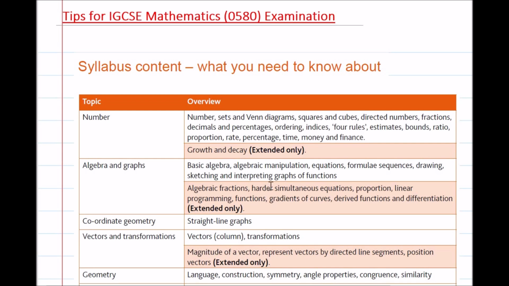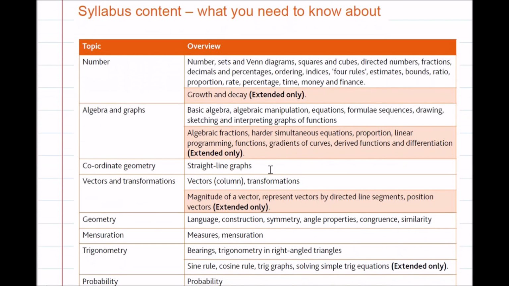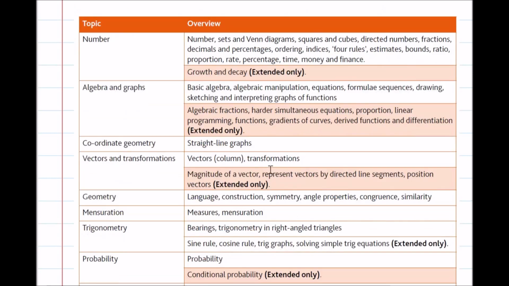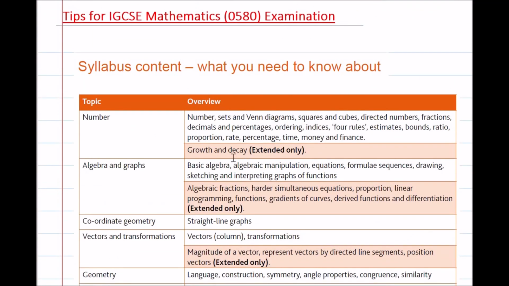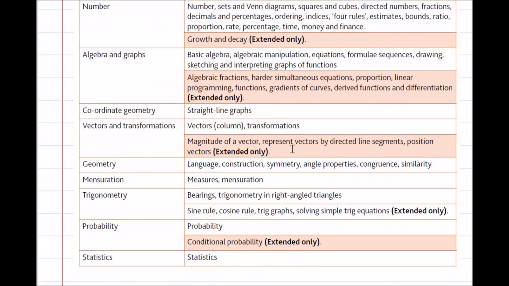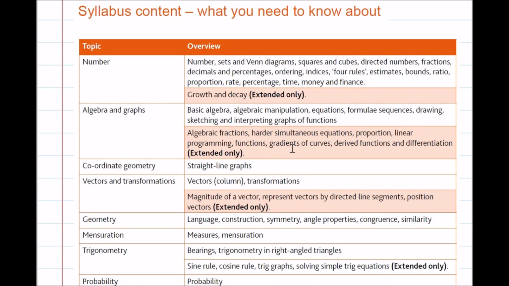The topics which are covered in IGCSE Mathematics are number, algebra and graphs, coordinate geometry, vectors and transformations, geometry, mensuration, trigonometry, probability, statistics. And you can see here, growth and decay in number section, that is for extended only. This is the overall syllabus for core and extended both.